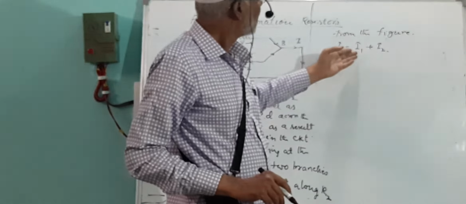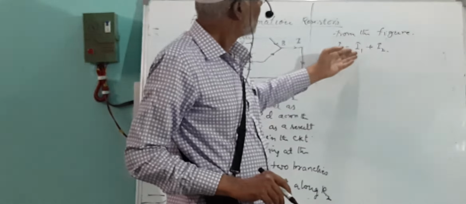Now what do I have to do? Our basic aim is to get an expression for the equivalent resistor in parallel combination. In yesterday's class we saw the equivalent resistor in series combination. Likewise, we want to arrive at an expression.